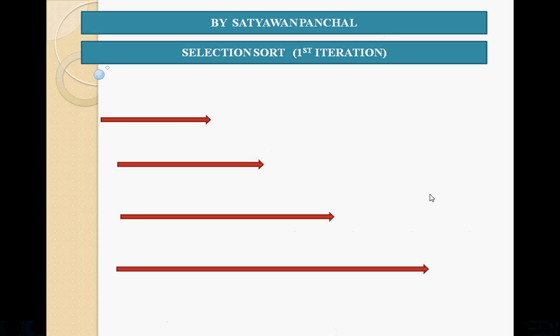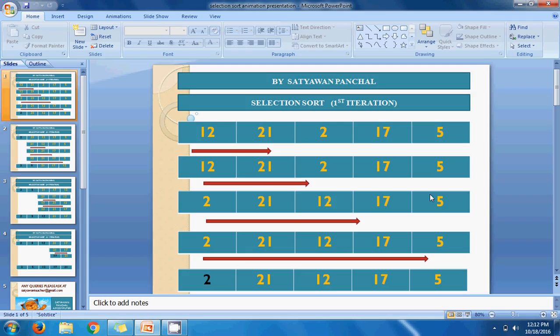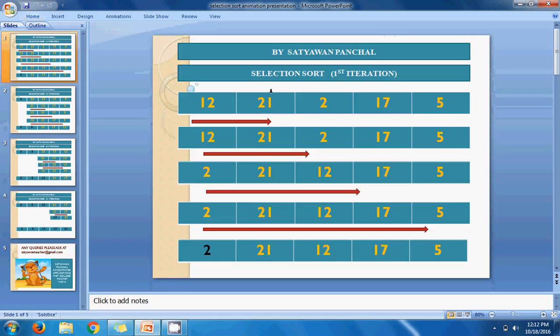Here is the tutorial for you that will tell you how to do the selection sort. In this video lecture I'll be covering the way we do sorting in selection sort. So in this I have taken basically 5 elements that will be sorted, that is 12, 21, 2, 17 and 5, as you can see here.